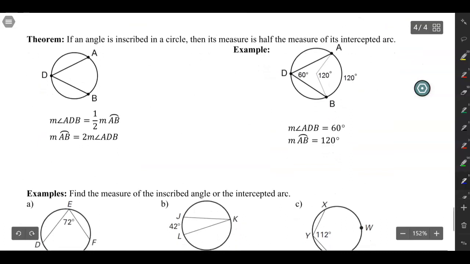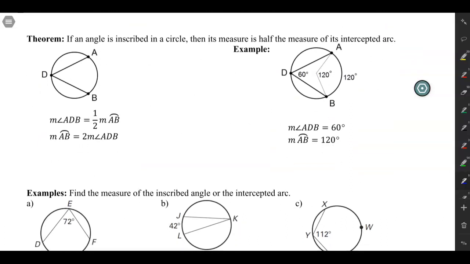So we learned a lot of cool things about central angles. Let's talk about some cool things about inscribed angles. One of the coolest things about an inscribed angle is that if an angle is inscribed in a circle, then its measure is half of the measure of its intercepted arc.